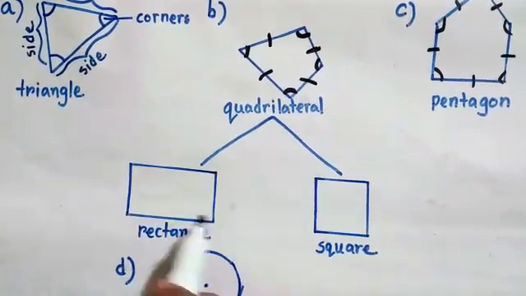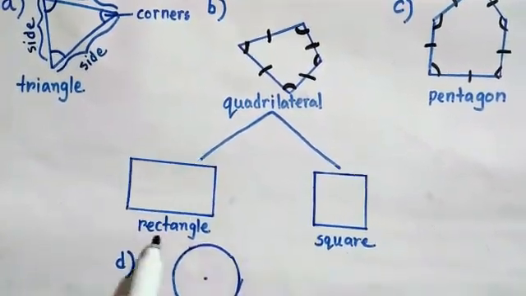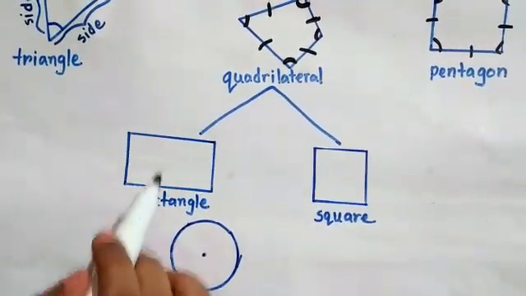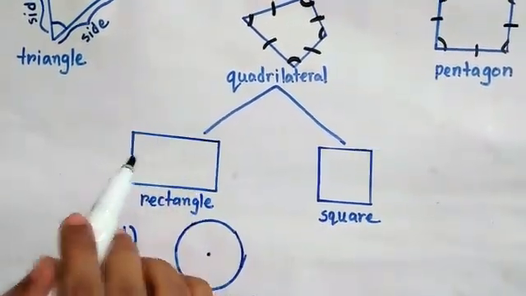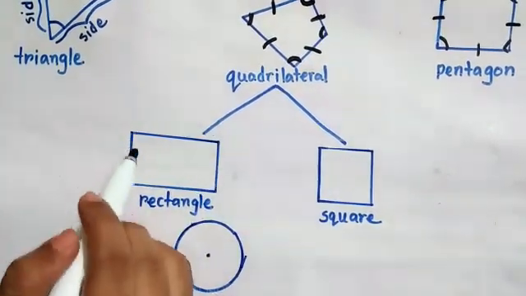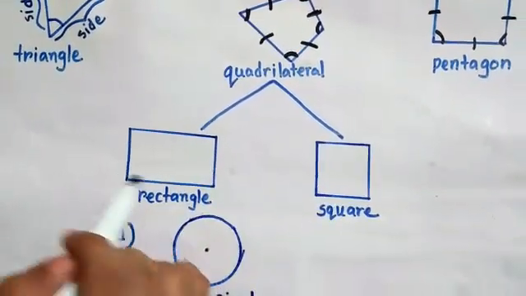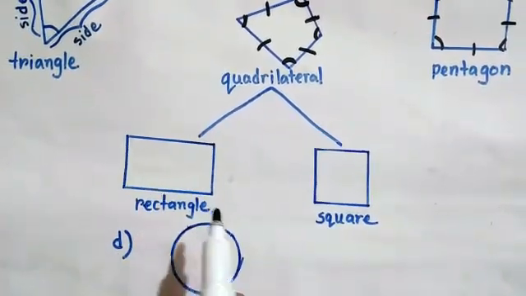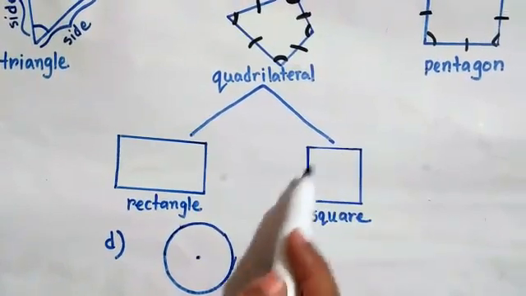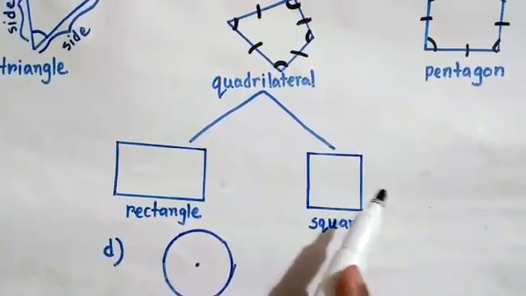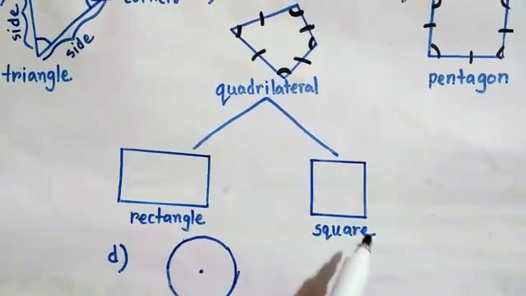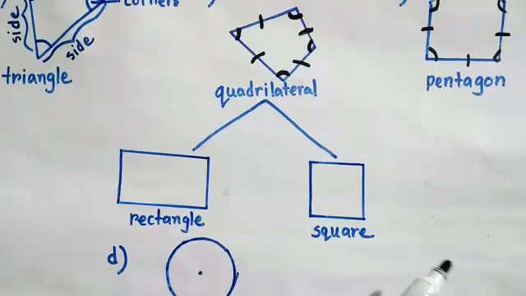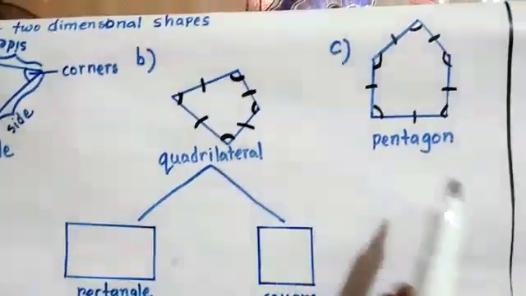A quadrilateral can be two different types, rectangle and square. When the opposite sides of a quadrilateral are equal and all the corners of it are right angles, then it is called a rectangle. On the other hand, when all the sides of a quadrilateral are equal and all the corners are right angles, then it is called a square. Okay, now I am going to the next one.